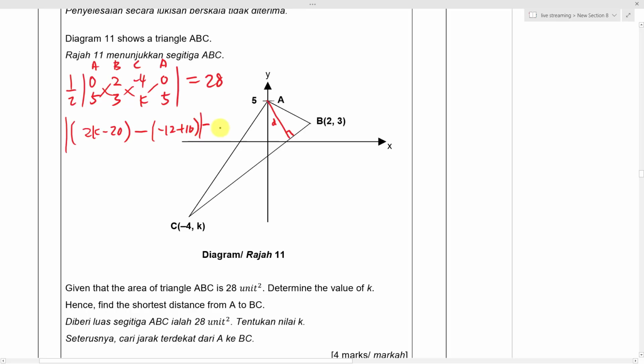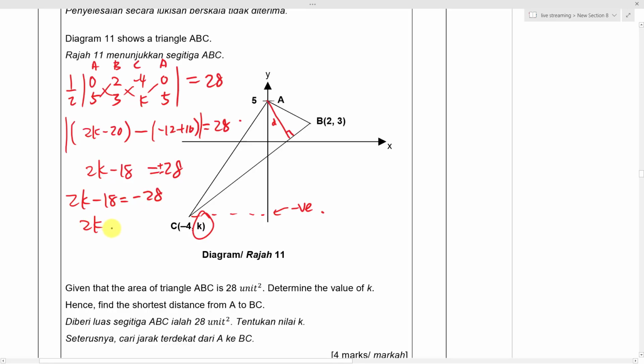Equals 28. Over here I have 2K negative 2, so minus negative 2 plus 2. So it's 2K minus 18 equals 28. Later I will move the modulus to the other side and have plus or minus 28, and I need to choose. In this case I will choose minus because I know my K is below the x-axis. This one should be a negative value, isn't it? So therefore I will choose minus.